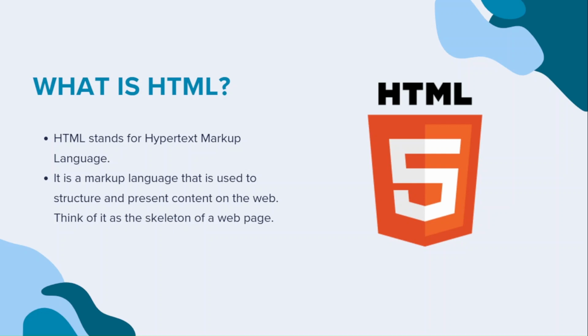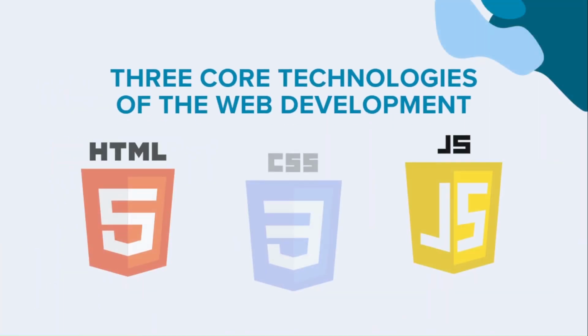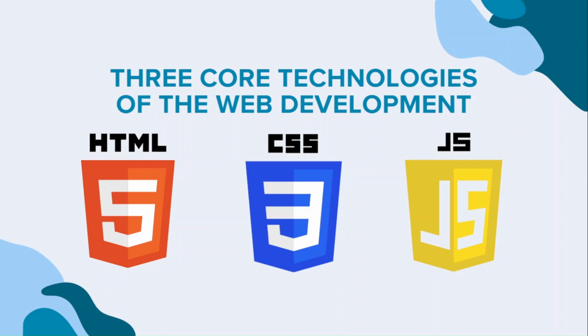HTML is essential for web development because it is the language that all web browsers understand. Without HTML, it would be impossible to create web pages that are accessible to users. HTML, CSS, and JavaScript are the three core technologies for the web. HTML is used to structure the content of a web page. CSS is used to style the content, and JavaScript is used to add interactivity to the web page. Understanding how these technologies work together is key to web development.